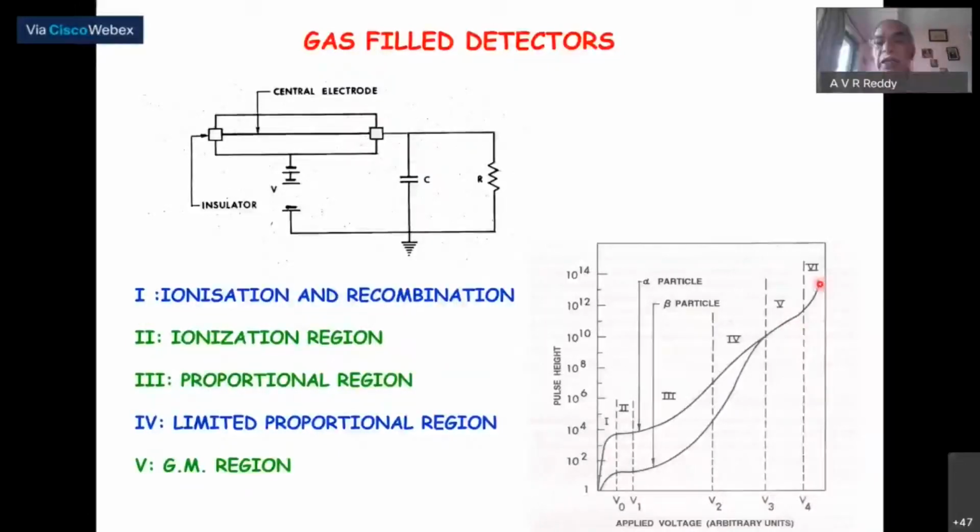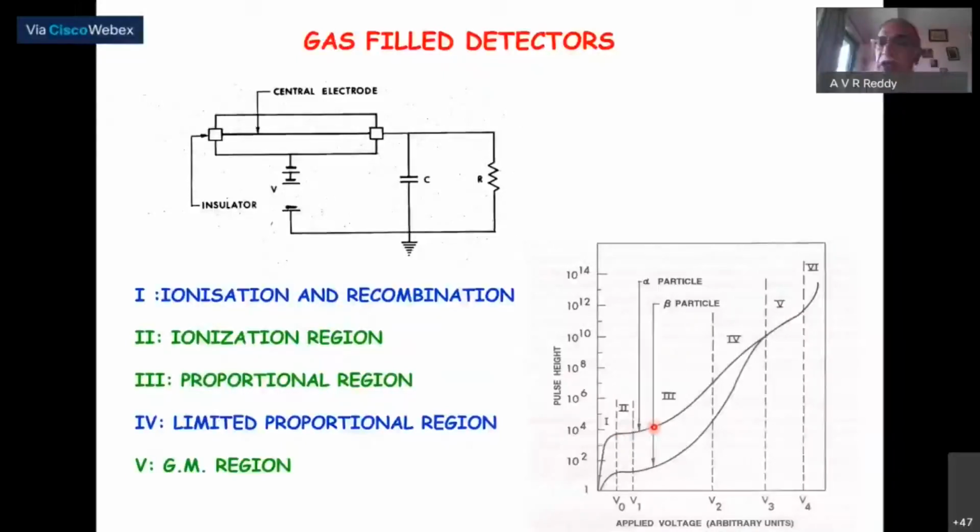So let us recollect. The first region is a competition between ionization and recombination. That is not useful for radiation detection. When we increase the voltage from V0 to V1, the pulse height, that is the number of ion pairs produced, is constant; all the charges are collected, and there is no multiplication. So this is called the ionization region because all the ions are collected. It is useful for detection.